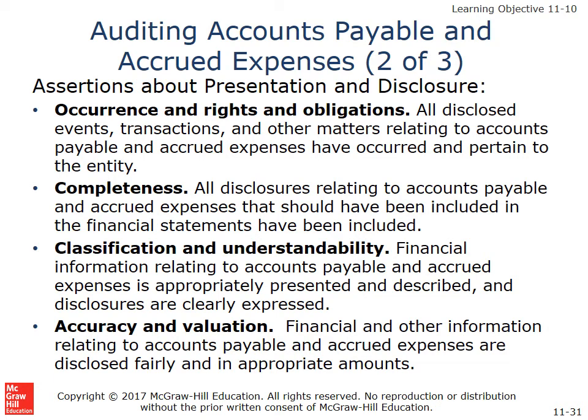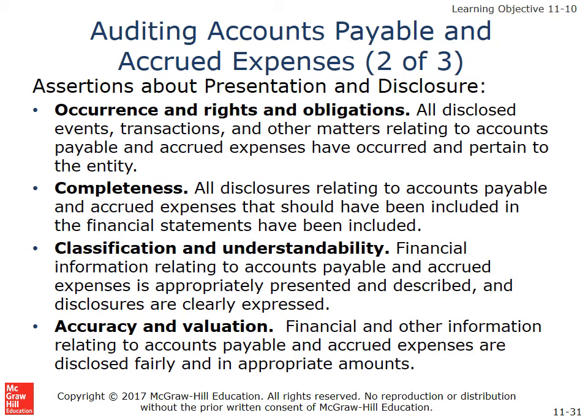So how do we do that? Well, occurrence and rights and obligations, we want to make sure with presentation and disclosure that all disclosed events, transactions, and matters relating to accounts payable have occurred and pertain to the entity. Especially, you want to make sure they're all there so that you have the proper amount of liability. Occurrence and completeness, I always put together, but occurrence means it's authentic. What's in there actually is what we owe. Completeness is everything's there that we do owe.